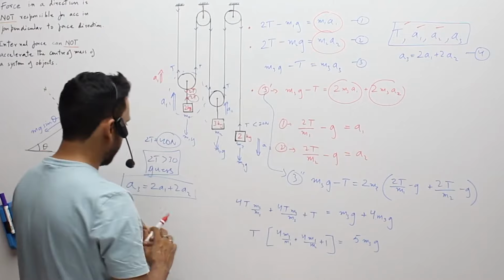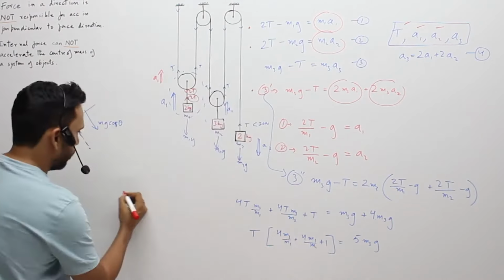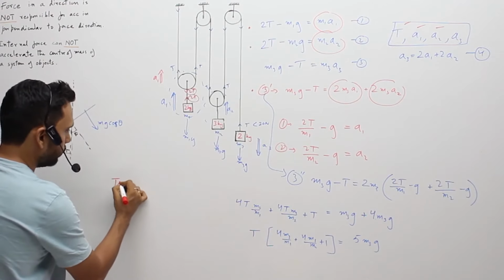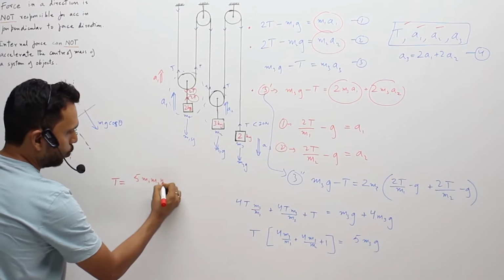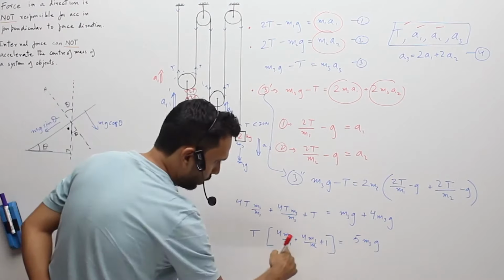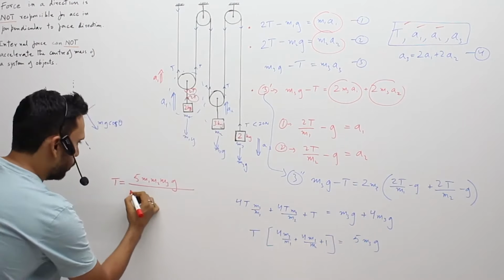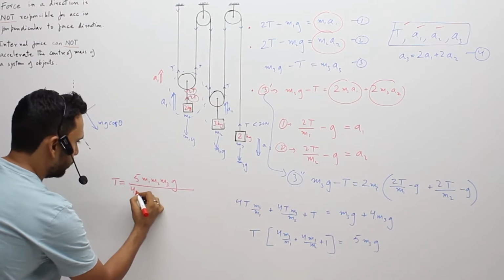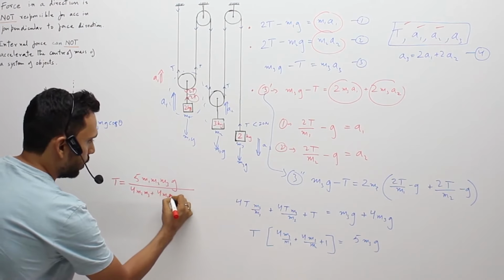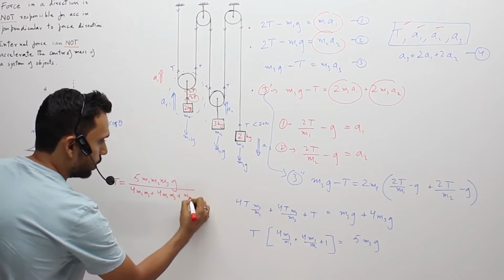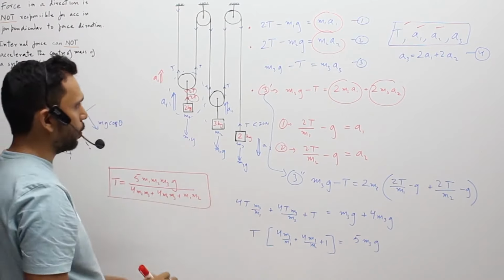So writing that equation, you can take m1 m2 as the LCM over here and write your tension as T is equal to 5 m1 m2 m3g, that is, your m1 m2 from here will go on top over there, divided by 4 times m2 m3 plus 4 times m1 m3 plus m1 m2. So that is the tension force that we get.